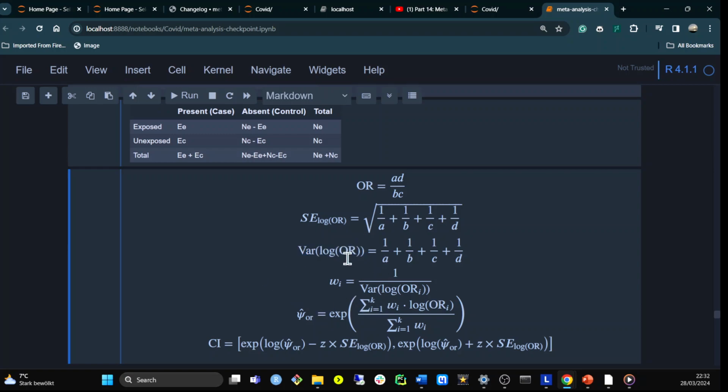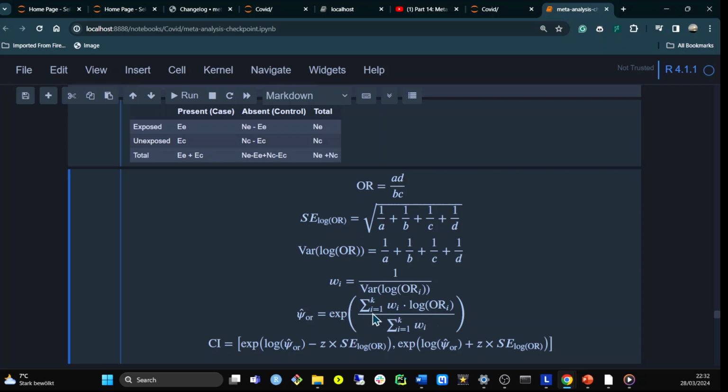You multiply this value with this for each study, and then you sum them. You take the summation and divide by the summation of the weights. You calculate the weight times the log odds ratio for each study, take the sum of all of them, and then divide that value by the total weight, and you get the pooled odds ratio. So this is how you pool odds ratio.